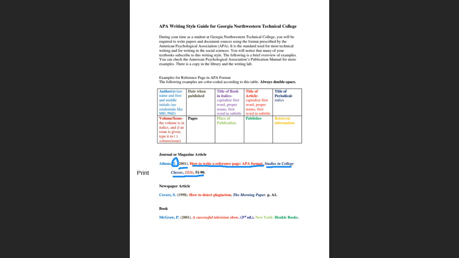Then after that is the darker red, the volume number, and then the issue number, then the page numbers. Again, these three entries are the most common APA formats you use for a print source. Okay. However, with the advent of the internet, very few students use print sources anymore.